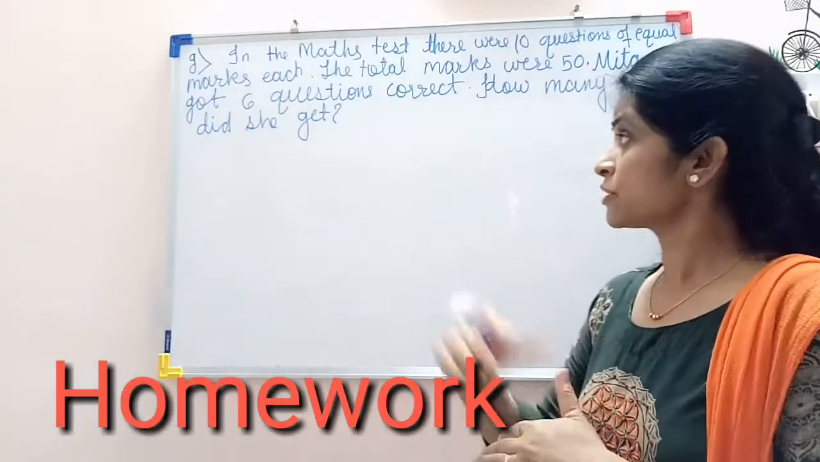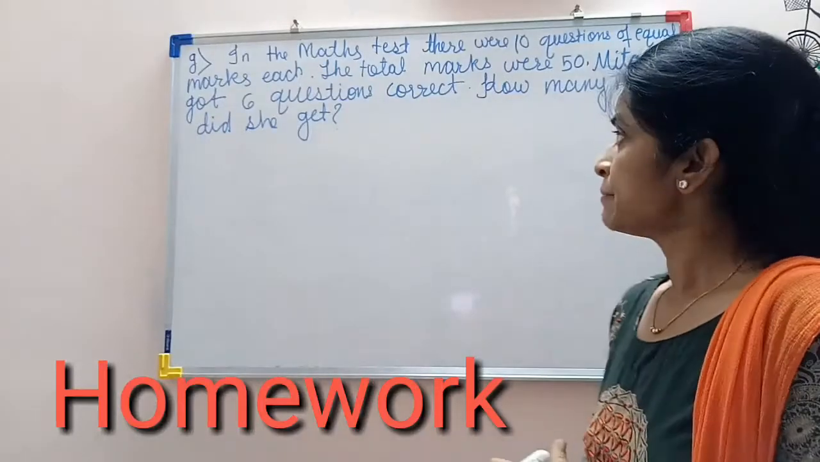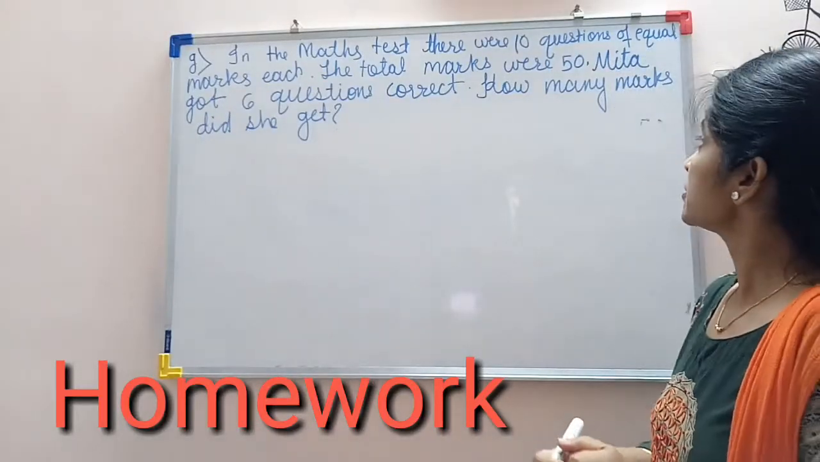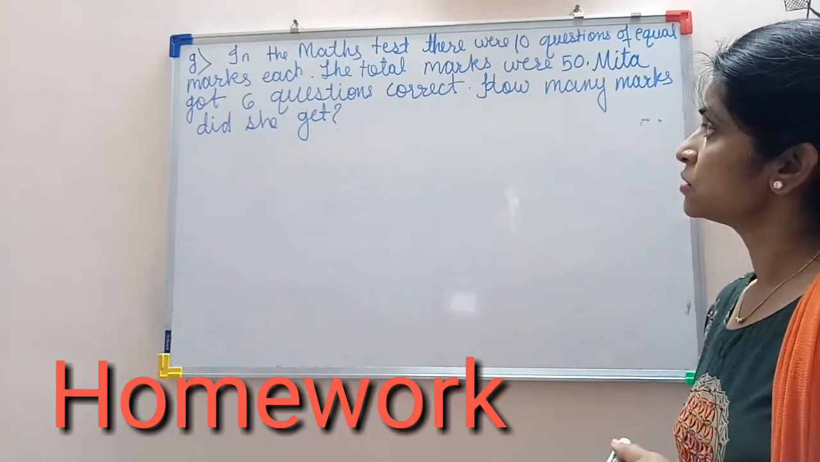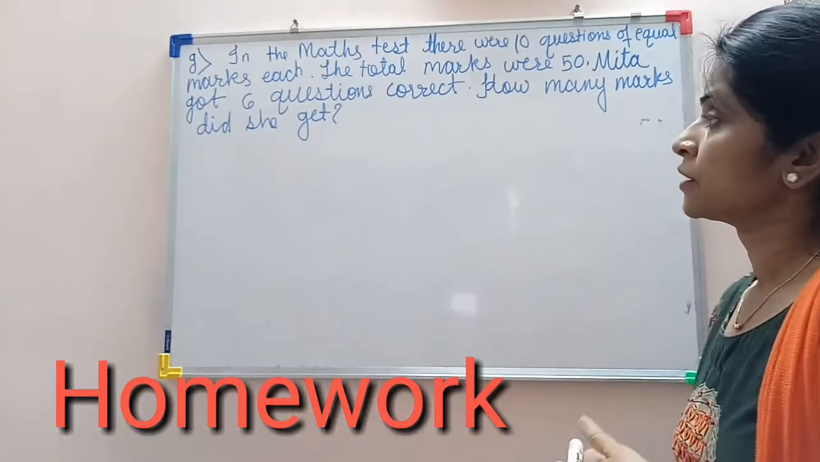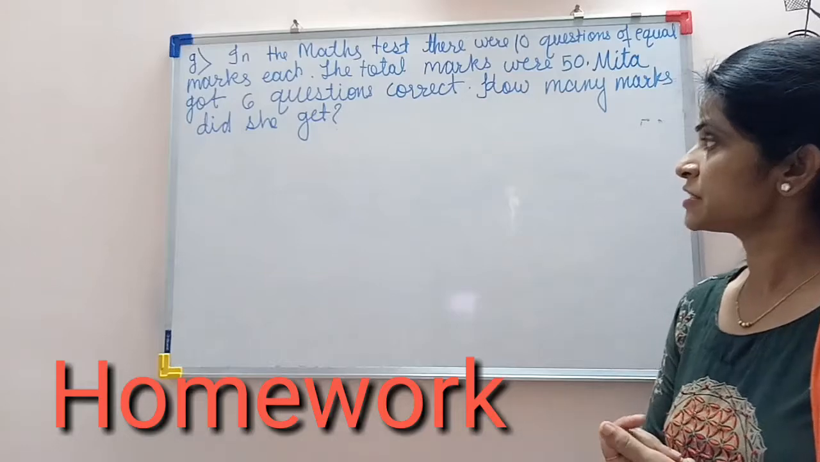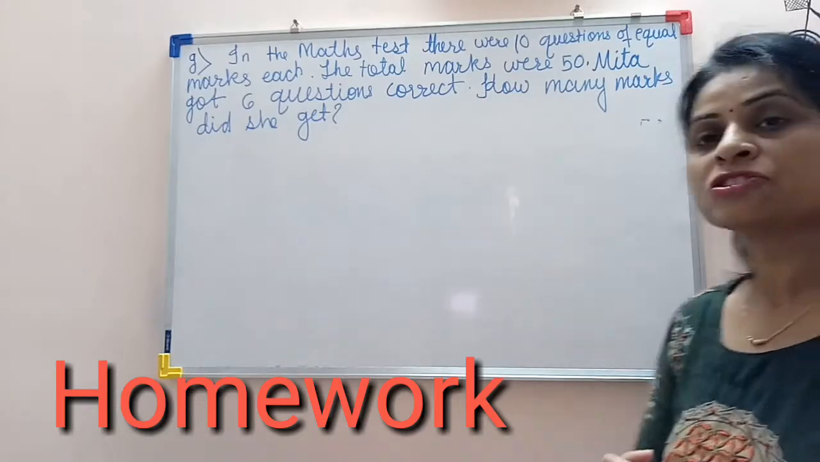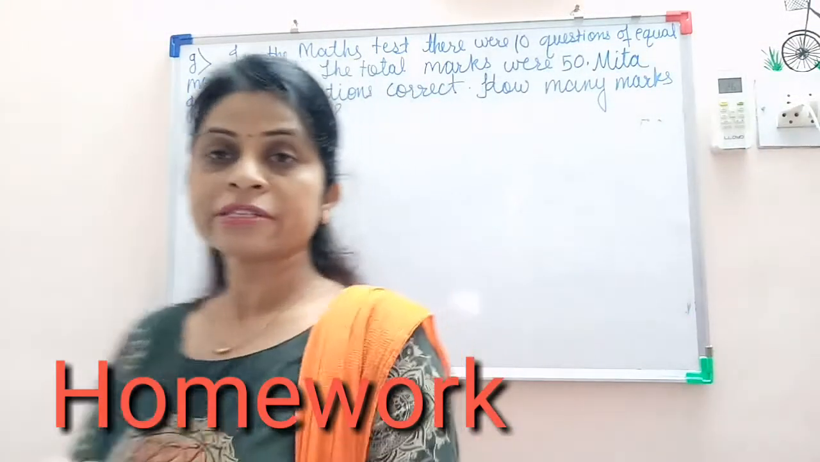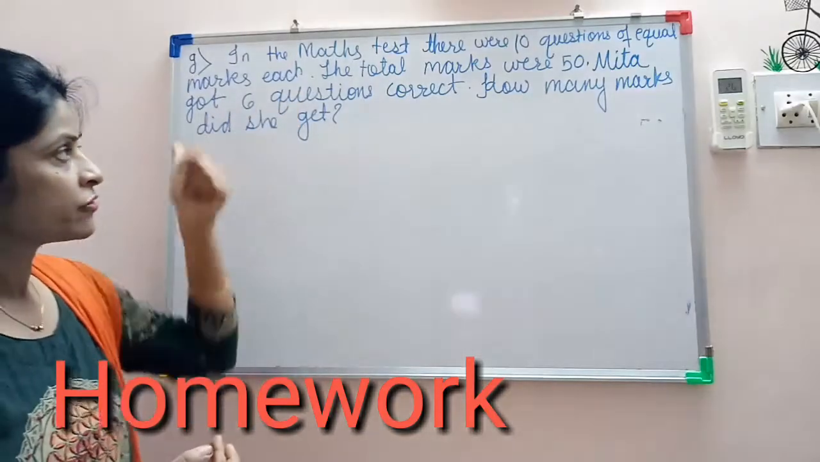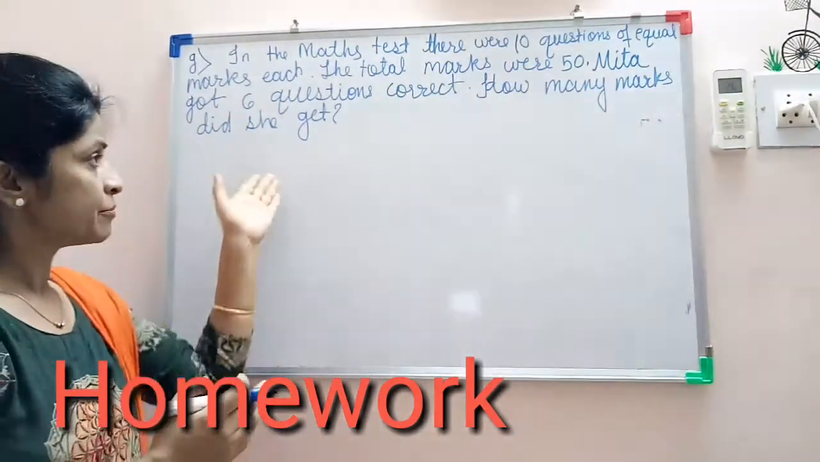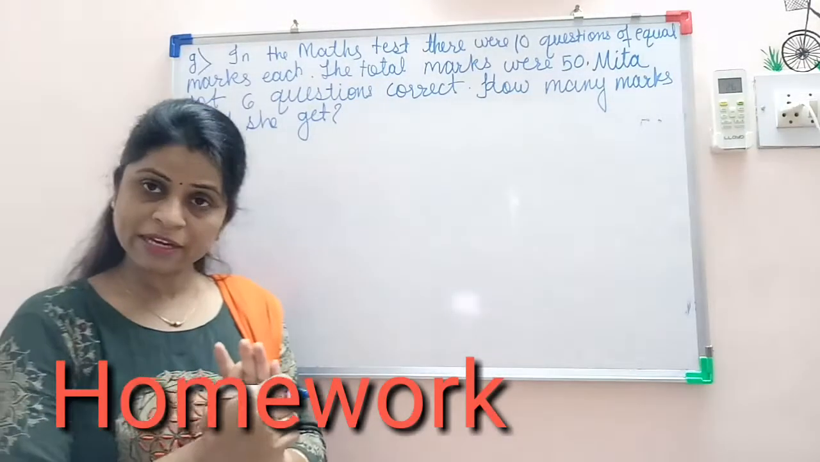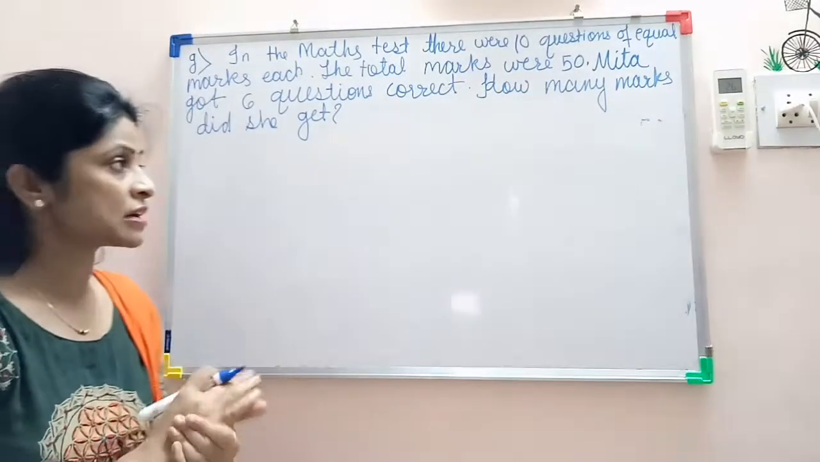Now see solution for this example. In the maths test, there were 10 questions of equal marks each. The total marks were 50. Mita got 6 questions correct. How many marks did she get? Now here what is given? For 10 questions, total marks is 50 and Mita obtained 6 correct questions. Now how much marks she got?